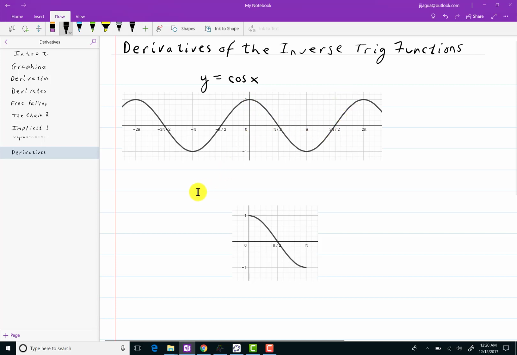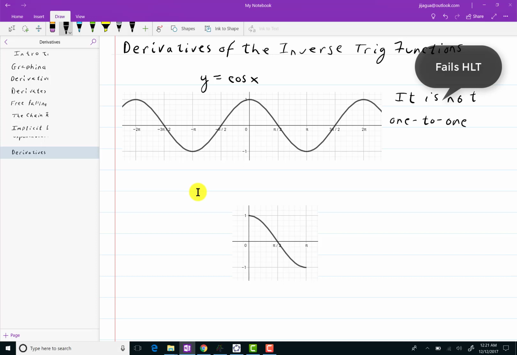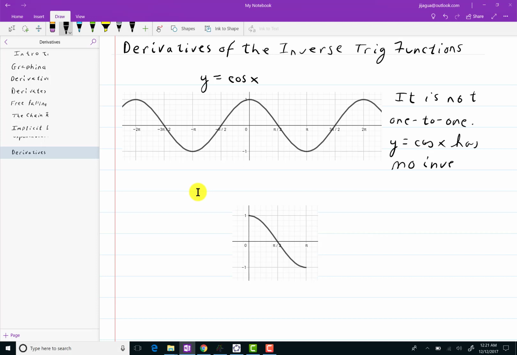1 to 1. It is not 1 to 1. What that means is that the cosine function does not have an inverse. So y equals cosine of x has no inverse. So how can we even talk about inverse trig functions then?